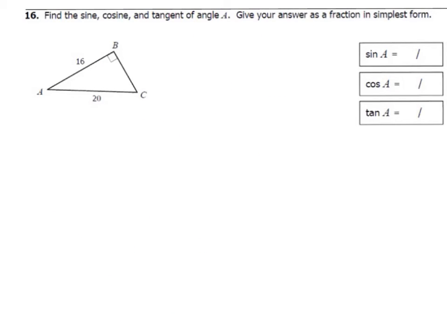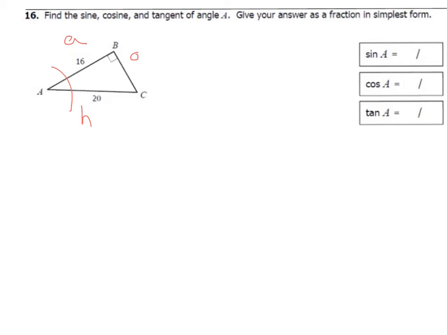The next question, which is numbered 16, says find the sine, cosine, and tangent of angle A. Give your answer as a fraction in simplest form. So all it wants is the fraction, or ratio. We do not need to take out our calculators and do sine, cosine, or tangent here. So let's find the angle that they're talking about. It says we're using angle A, highlight angle A, and label your sides. We have an O, which is at BC, 16 is your adjacent, 20 is the hypotenuse.